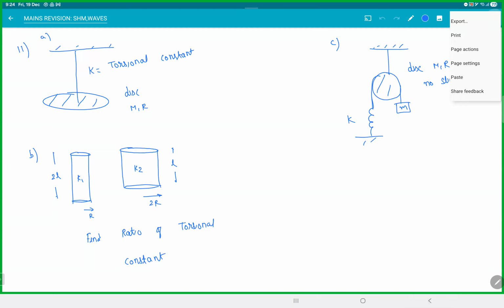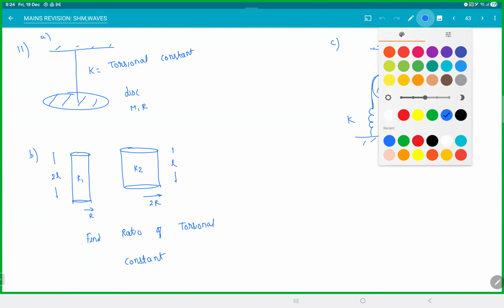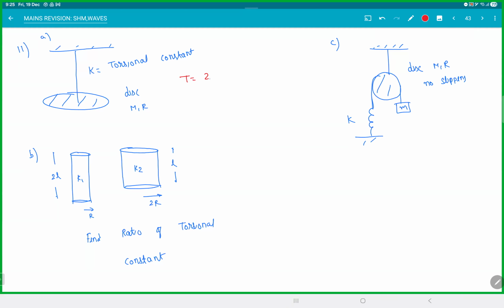Torsional pendulum, the formulas are pretty straightforward. So time period will be 2 pi root over I by k, where I is the moment of inertia of the system. So in this case, it is mr square by 2. And if you remember this thing, torque is equal to pi eta, eta is your rigidity modulus, r power 4 by 2L into theta. This is your torsional constant.